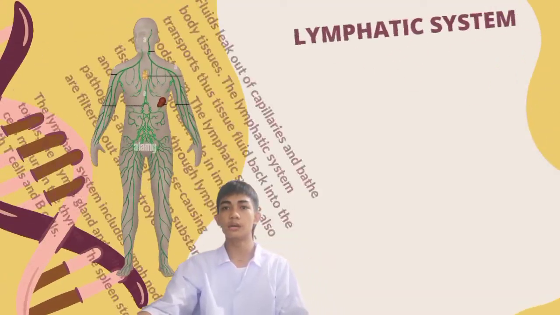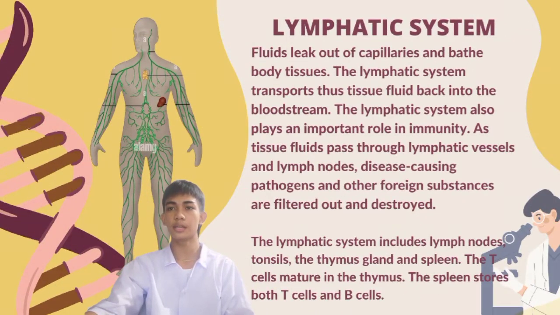Lymphatic system. Fluids leak out of capillaries and the body tissues. The lymphatic system transports this tissue fluid back into the bloodstream. The lymphatic system also plays an important role in immunity, as tissue fluids pass through lymphatic vessels and lymph nodes. Disease-causing pathogens and other foreign substances are filtered out and destroyed.